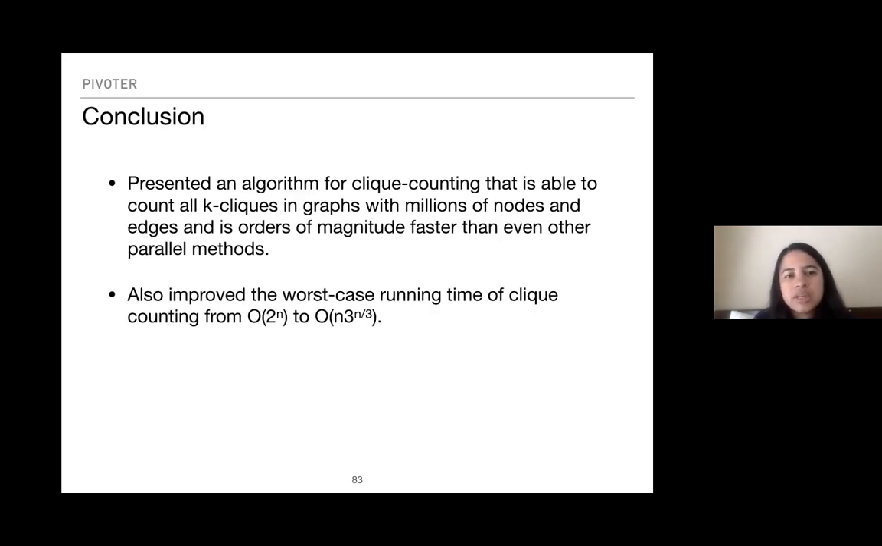So to conclude, we presented an algorithm for clique counting that is able to count all k cliques in graphs with millions of nodes and edges. And it is orders of magnitude faster than even other parallel algorithms. And we showed that in the worst case, clique counting can be done in time n times 3 to the n over 3.